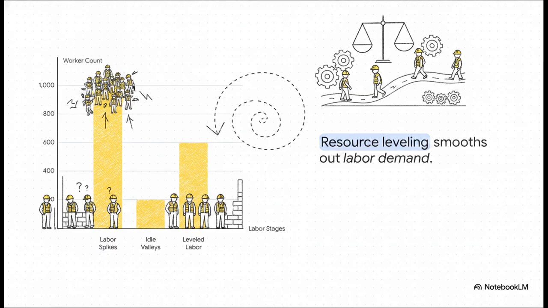Without proper planning, you get these completely chaotic labor demands, huge spikes followed by deep, unproductive valleys. Imagine hiring 1,000 workers for a Tuesday, only to have 800 of them standing around idle on a Thursday with absolutely nothing to do because the preceding tasks aren't finished yet. Resource leveling is the analytical technique of shifting non-critical tasks around within their allowed float times to smooth out that demand. It creates a steady, consistent, and much more cost-effective workforce.